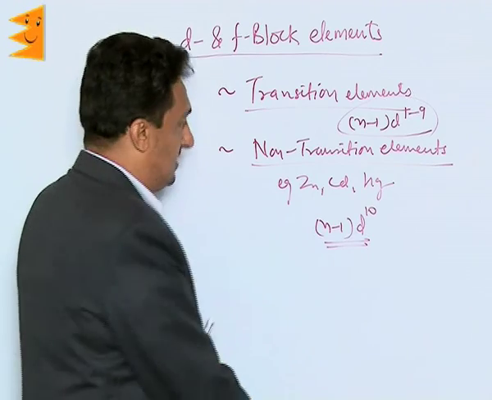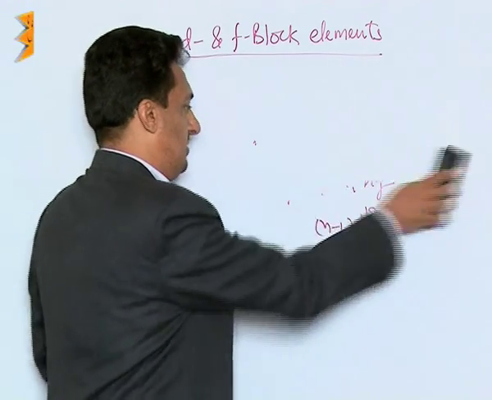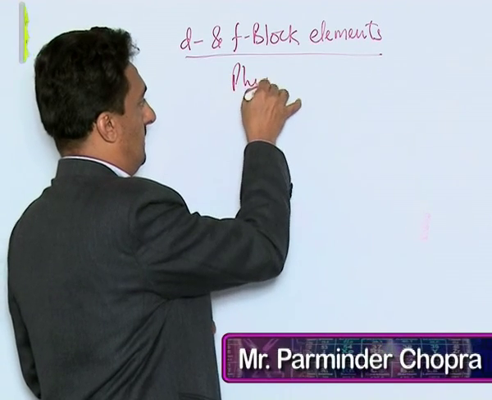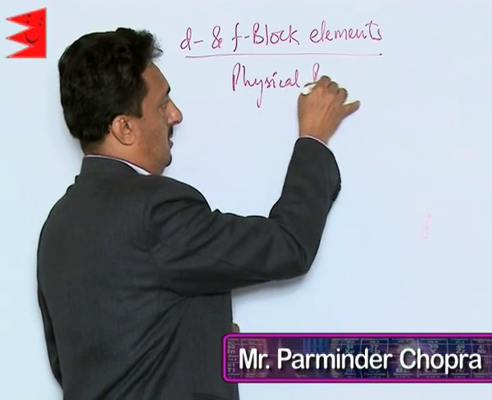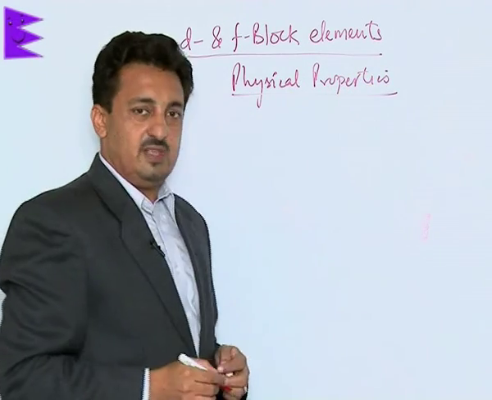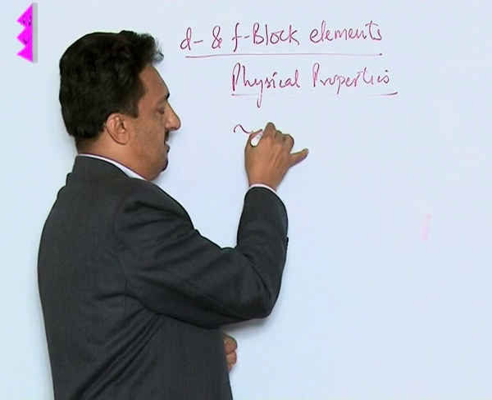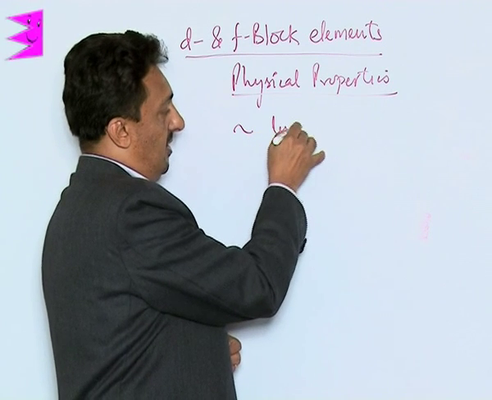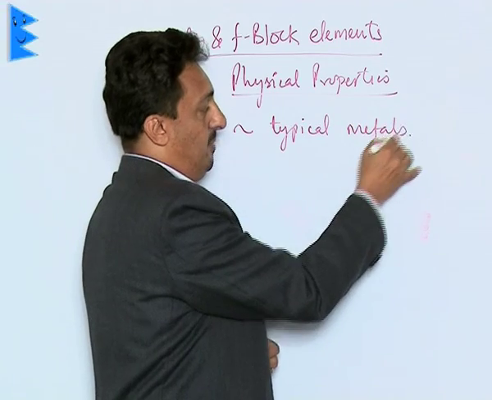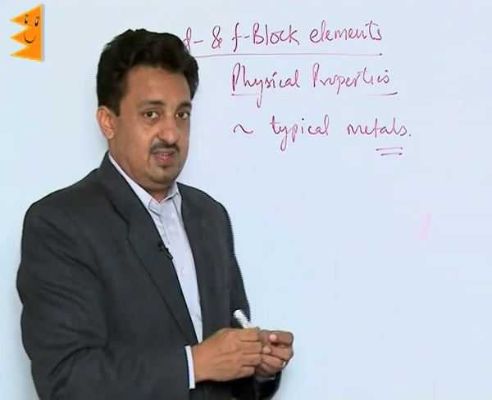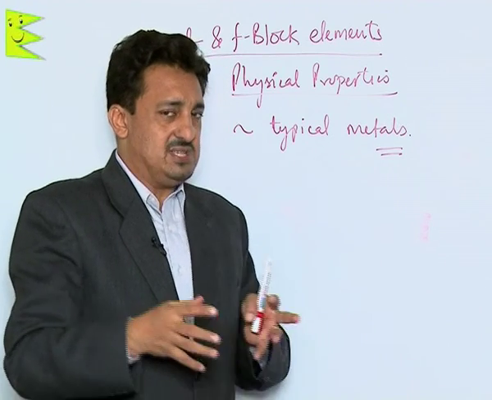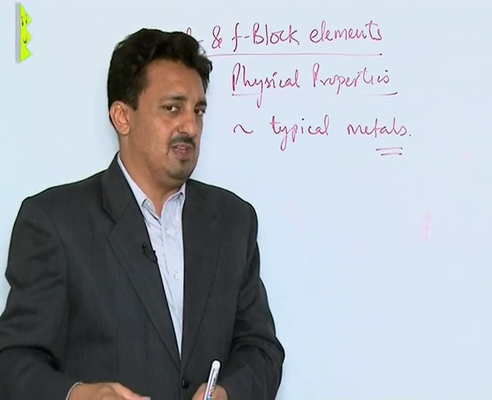Now let us see the physical properties of these elements. What we find in the physical properties is that they all are solids, they all are typical metals. Typical metal means what? I want to say that we can't say sodium or alkalis to be typical metals. We can't say aluminium or boron family to be of typical metals.